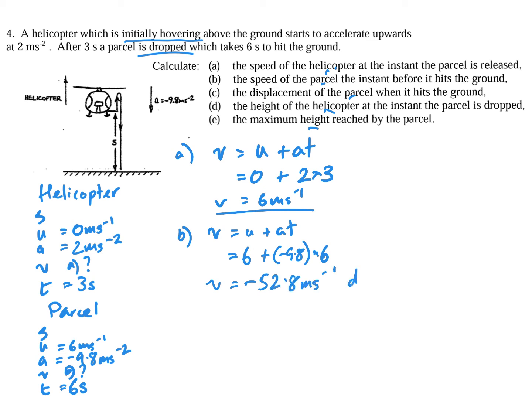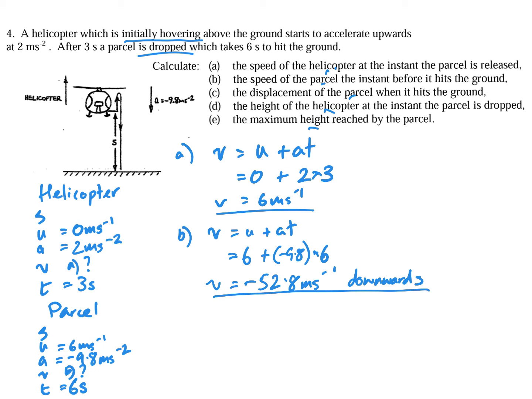or 52.8 meters per second. That's what that minus means. You can just leave the minus in if you want. You can write it downwards, kind of being double safe. So now we know the speed of the parcel the instant before it hits the ground. I've solved for the velocity rather than the speed, so the speed is simply 52.8.